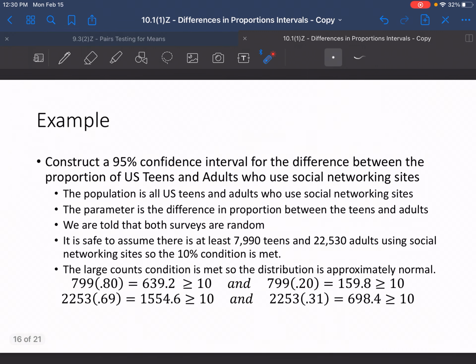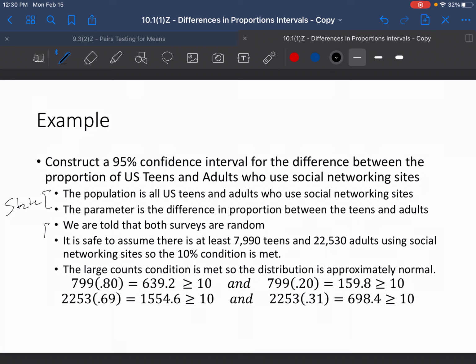So we want to find the difference between that. Essentially, we want to construct a 95% confidence interval for the difference between the proportion of U.S. teens and adults who use social networking sites. So again, we have to go through our 4-step process. We state our parameter right here by saying that the parameter is the difference in proportion between the teens and adults that's representative of all U.S. teens and adults who use social networking sites.